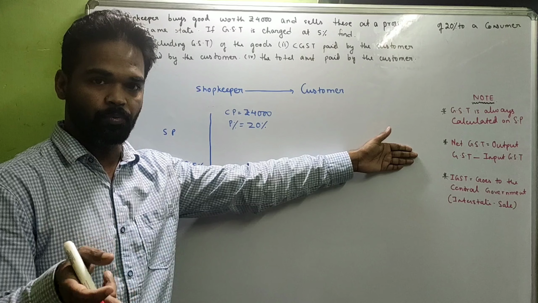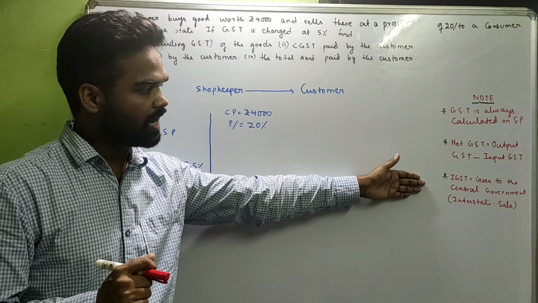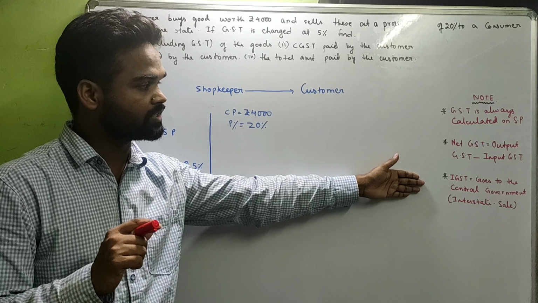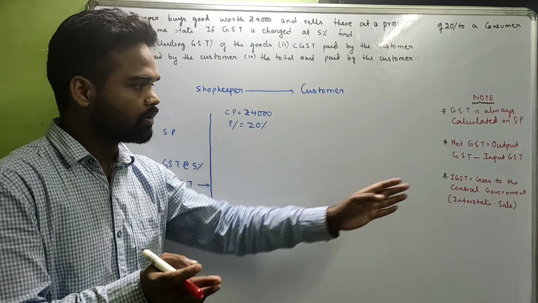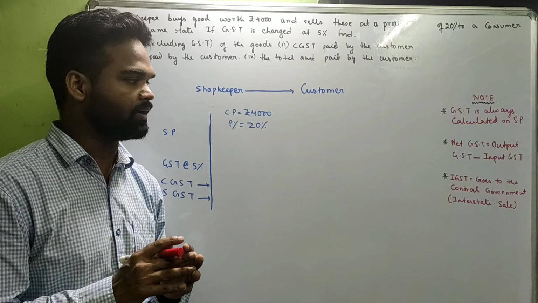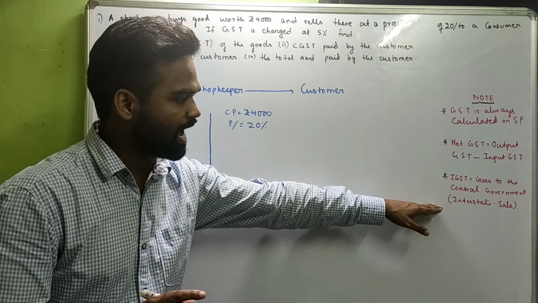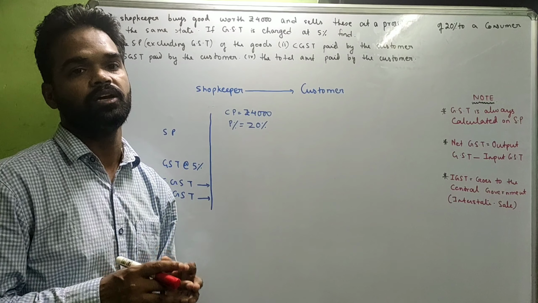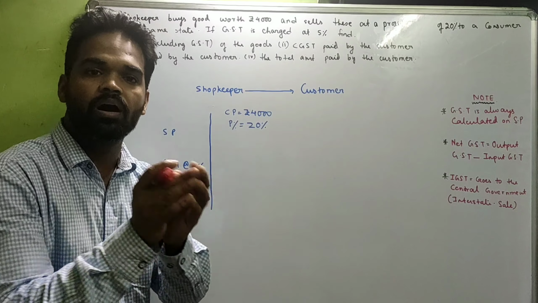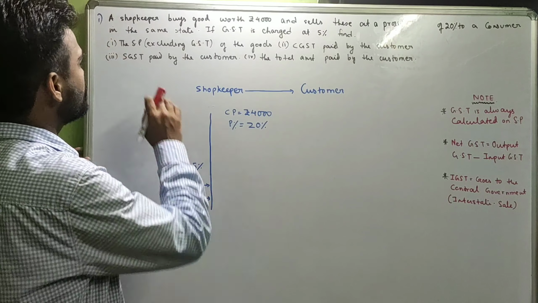Net GST is output GST minus input GST, and IGST, which is integrated GST, the entire amount goes directly to the central government, and it is always applicable on interstate sale, when the sale is from one state to another state. Okay, now look at the first sum.